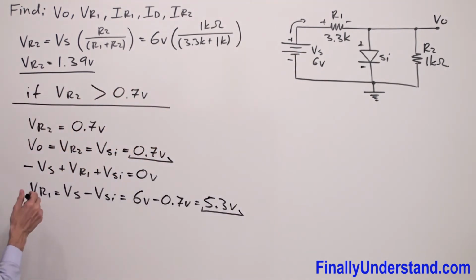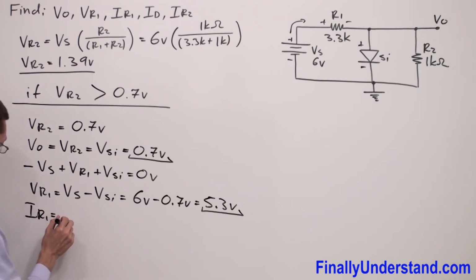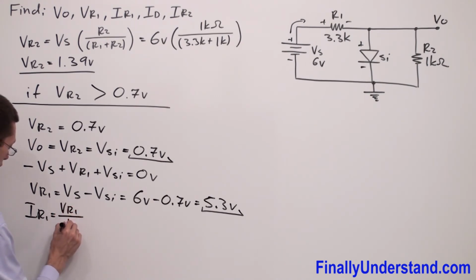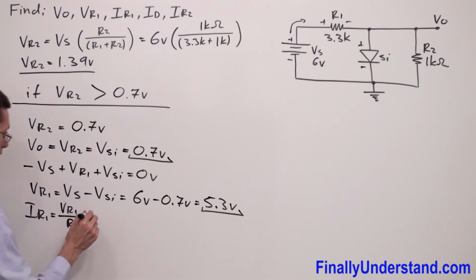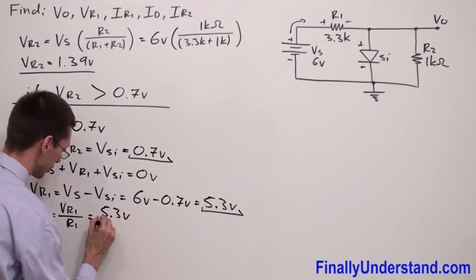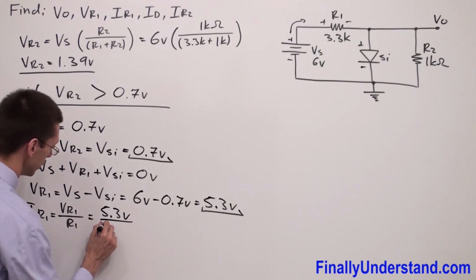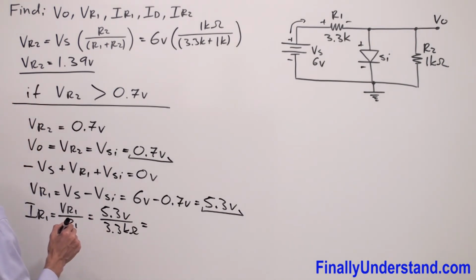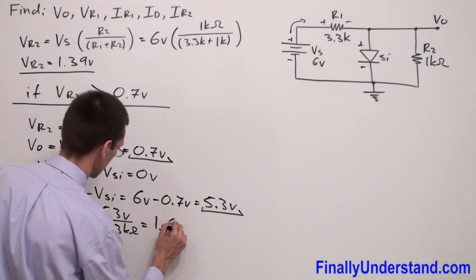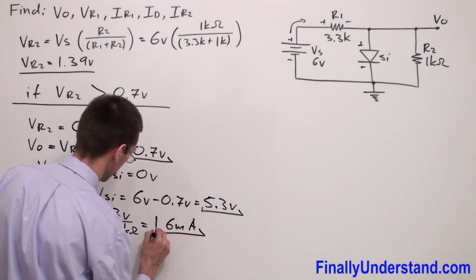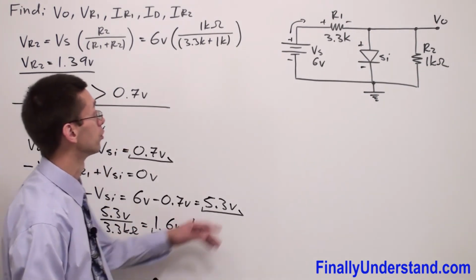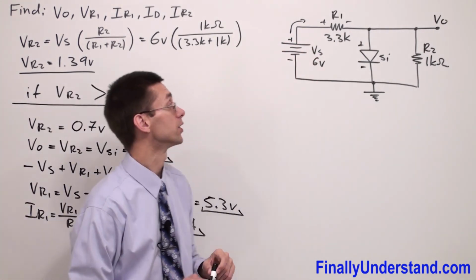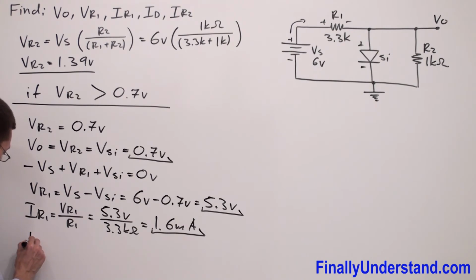Next, we're supposed to find the current which goes through resistor R1. IR1 is equal to VR1 over R1, where VR1 is equal to 5.3 volts and R1 is equal to 3.3 kilo ohms. Everything is equal to 1.6 milliamps. So this is the current which will go through resistor R1. And please notice that this is also equal to I total. IR1 is equal to I total.